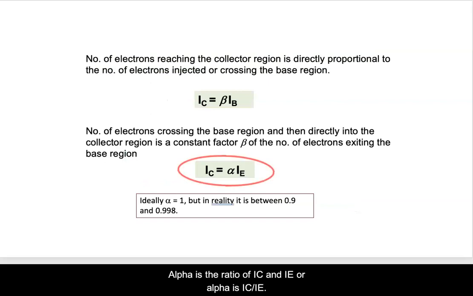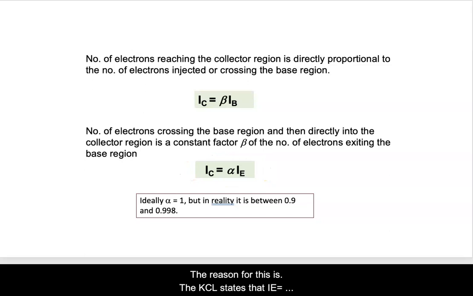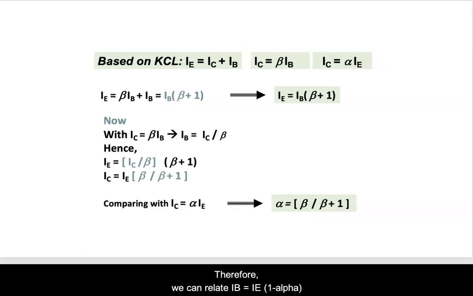Alpha is the ratio of IC and IE, or alpha is equal to IC over IE. Its value is always less than unity. The reason for this is the KCL states that IE is equal to IB plus IC. Hence, IC will be equal to IE minus IB. And since practically IC is always less than IE, the ratio of IC over IE must be less than 1. Note that alpha is usually 0.9 or higher, and IC is equal to alpha IE. Therefore, we can relate that IB is equal to IE times 1 minus alpha.